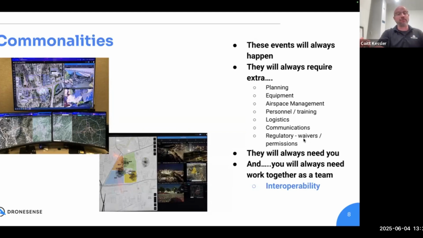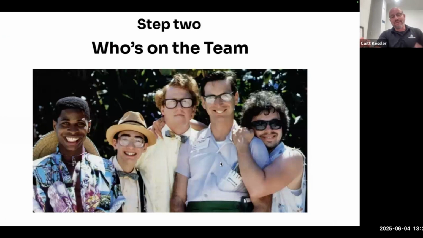But you're going to need to be able to work within the regulatory confines of the national airspace. And they'll always need you, right? They'll always need us to work together. And to work together, you're going to have to be interoperable. So, step two, this is my favorite.